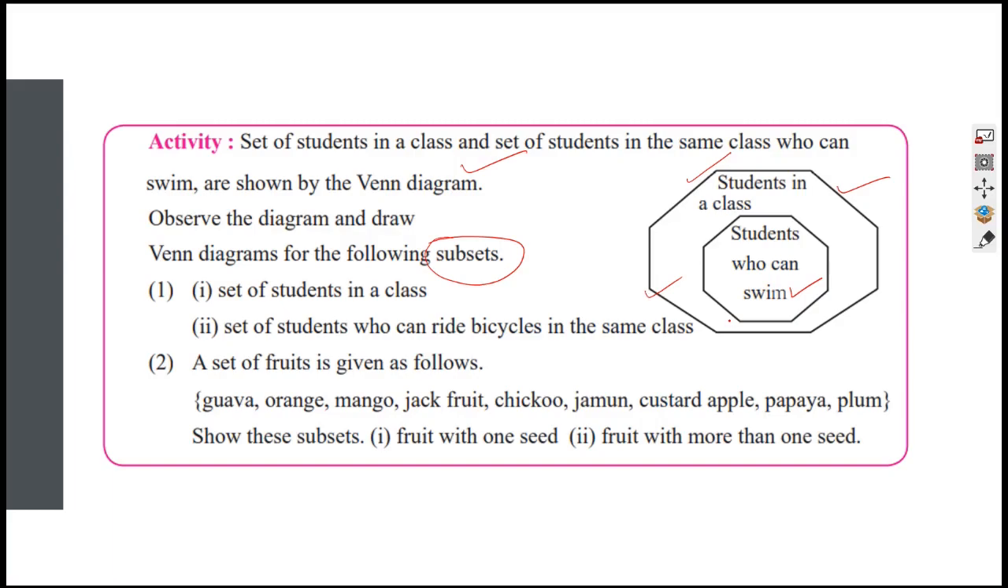Just by one look we can understand that there are a few students who can swim, but all students don't know, there are many students in the class. So this kind of representation is made easy by Venn diagrams, and this is an example for subset. Subset is a set which is part of a big set or a universal set.